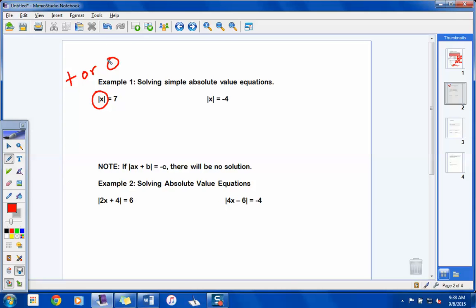So over here, it says solving a simple absolute value equation. It says, hey, I want to take the absolute value of some unknown and I want it to equal here 7. Now, can you guys think of numbers you could substitute in for x? I heard somebody said, who said that?